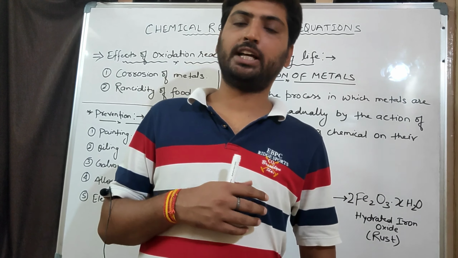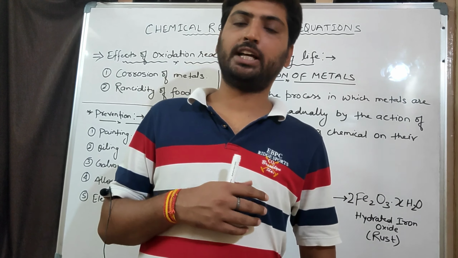Before starting this lecture, let's revise the last lecture. In the last lecture, I explained the types of chemical reactions. What types of chemical reaction did we study? That was combination reaction. Then we studied decomposition reaction, which is of three types: photolytic decomposition reaction, thermal decomposition reaction, and electrolytic decomposition reaction.